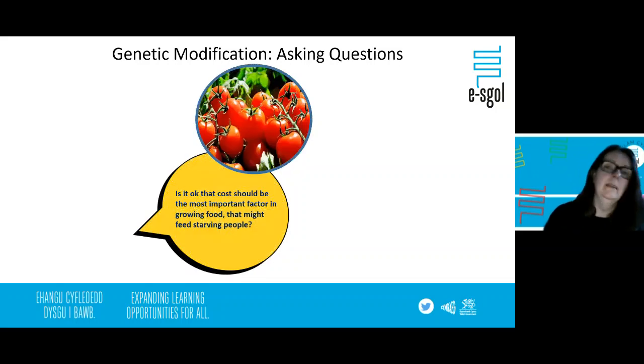And then finally, because the tomato is no longer produced because it was too expensive, should cost be a factor in this when we're growing food? It might be something that we could do to support people who need food and can't afford to get it. So should cost be a factor in genetic modification?